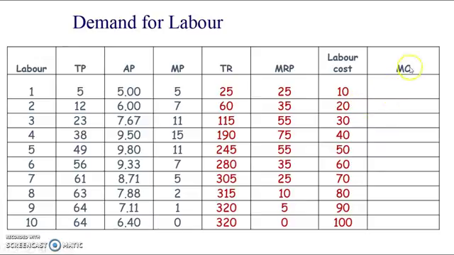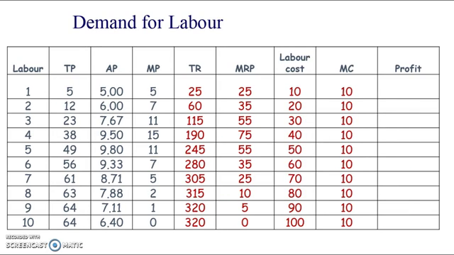Okay, and then I'm going to work out the marginal cost here, which is just the additional cost of adding another unit of labour. And because the wage rate here is perfectly elastic, we're going to see that the marginal cost is always 10. Okay, so lots of numbers so far, quite complicated, but we get something quite interesting if we add another column.